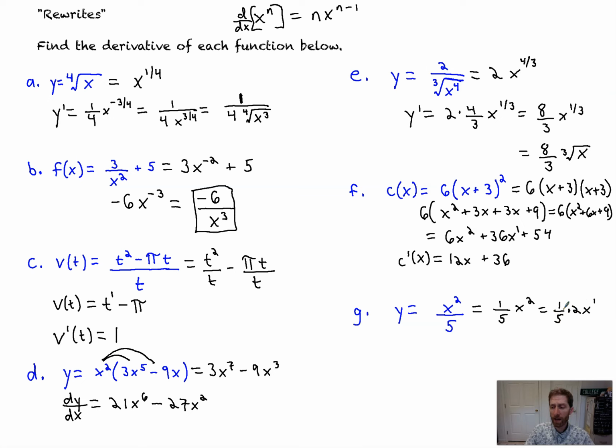And now let's just combine these two. That's like 2 over 1, so 2 times 1/5 is 2/5. X to the 1 is just x. Voila! Those are what I love to call the rewrites. It's all about manipulating so that you get to this form of a function and then take a derivative.